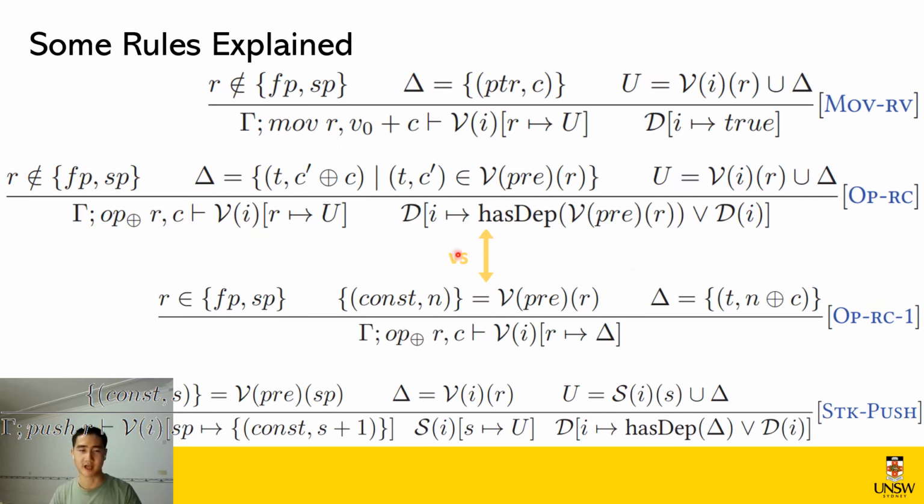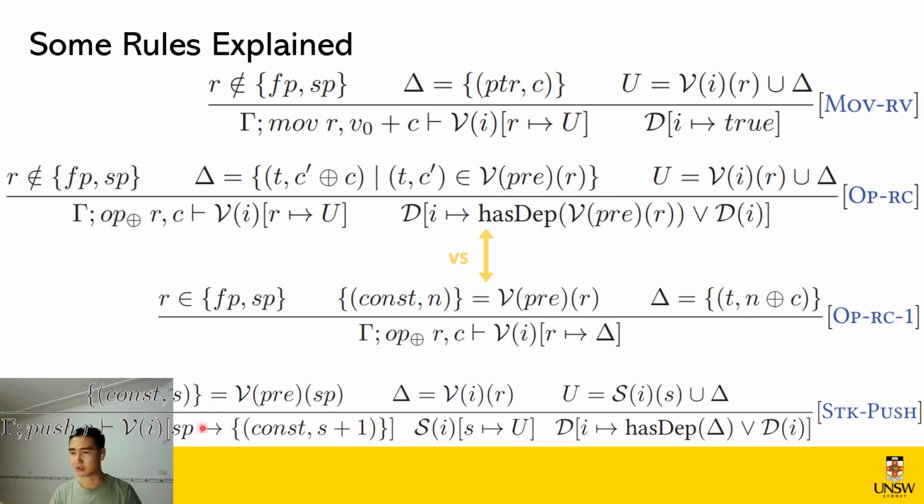And those two rules handle instructions with the same form, but they have to be considered differently because R might or might not be a special register. When it is not a special register, we have to consider the original content in R and do the calculation, and merge the newly computed set delta into the original set and update the dependence accordingly. And when it is a special register, this is much simpler because a special register can only contain one constant value.